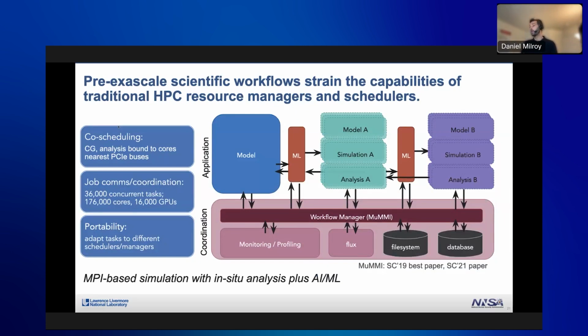There were 36,000 individual tasks that had to communicate and coordinate between each other. And they required very fine-grained binding and exploiting node-local topology information. So the coarse-grained component of the multi-scale machine learning modeling infrastructure needed to have analysis bound to cores nearest the PCI Express buses for rapid communication with the GPUs.